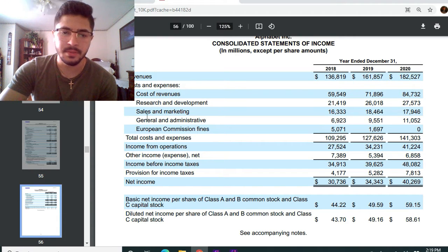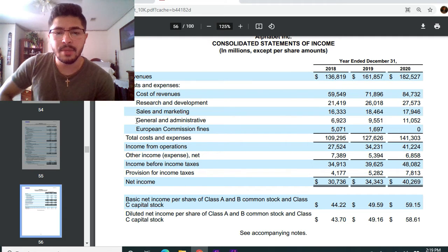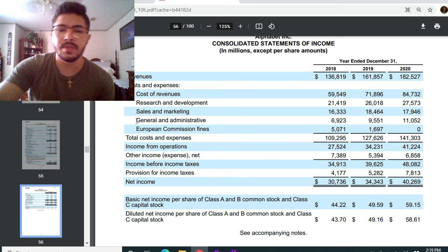Of course, you see that, any kind of advertising or anything like that. General and administrative, this is just anything that they've paid to maintain the website and everything in between.